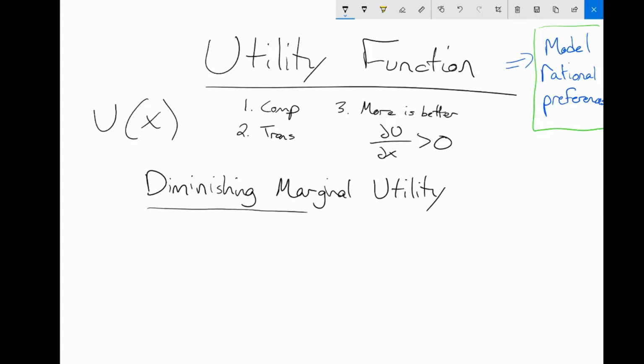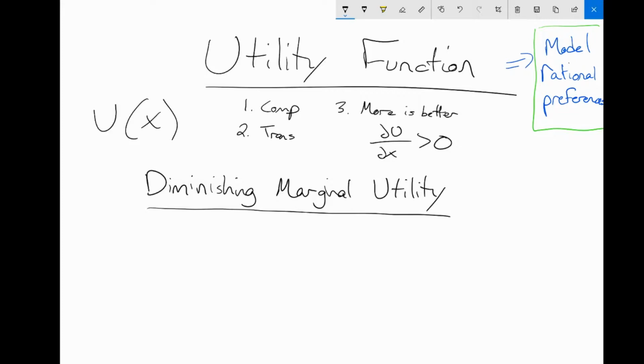Why does a utility function need to exhibit this characteristic, and what does it mean? What does it imply? Well, let's talk about it for a second from an intuitive standpoint, and then we'll make it more clear mathematically what condition this implies. Diminishing marginal utility. Let's use an example.